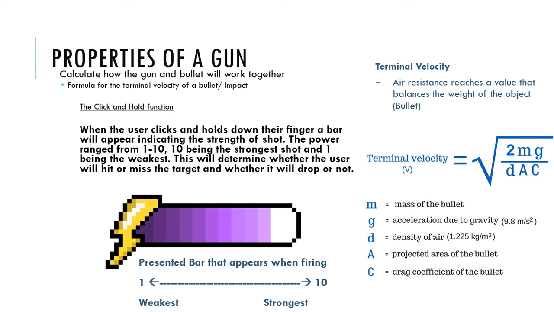The game uses a click and hold function. So when the user holds down their finger, a bar will appear indicating the strength of the shot. The power ranges from 1 to 10, 10 being the strongest and 1 being the weakest.